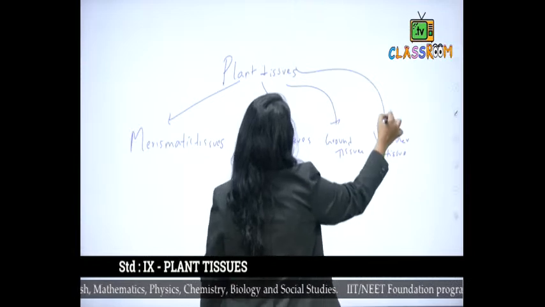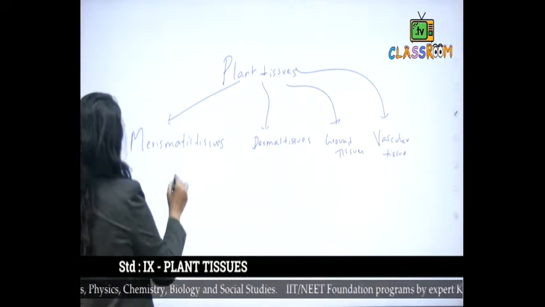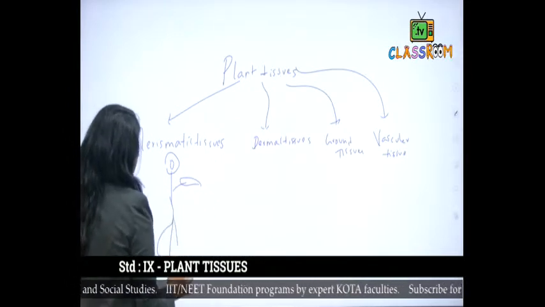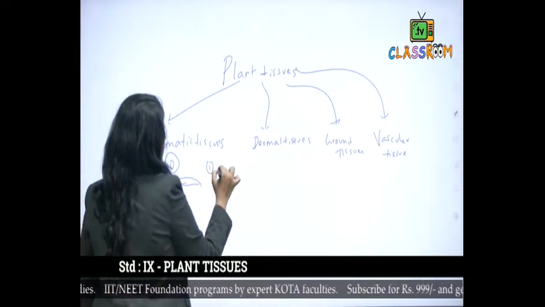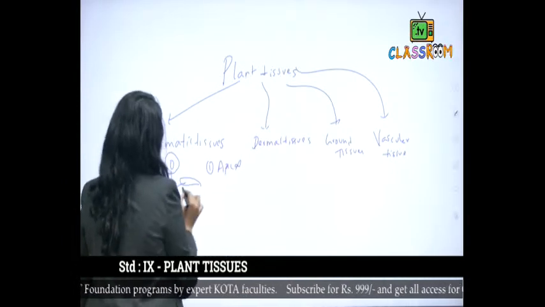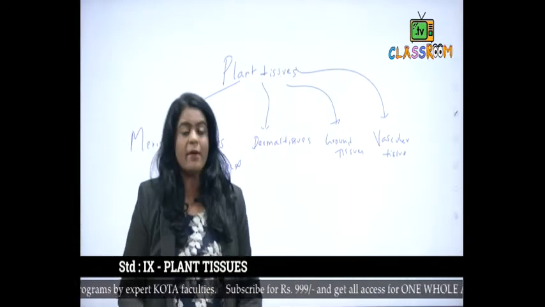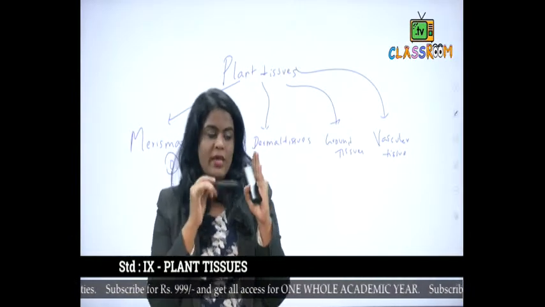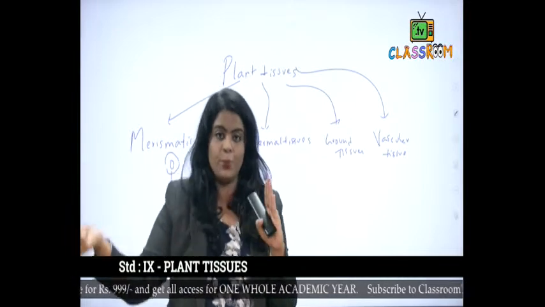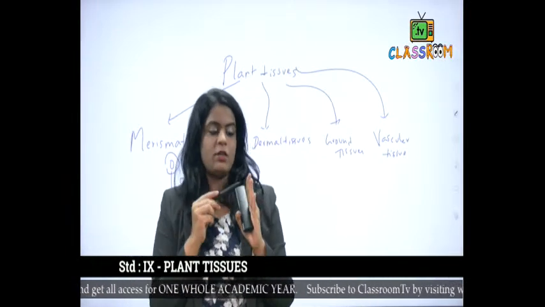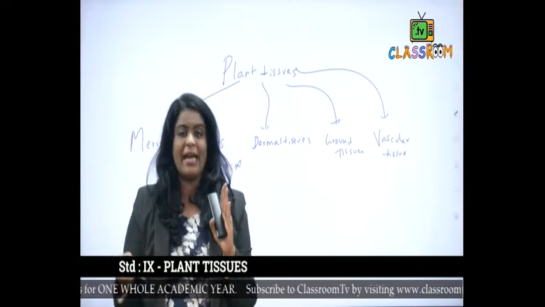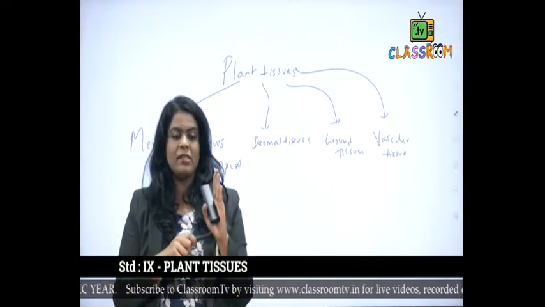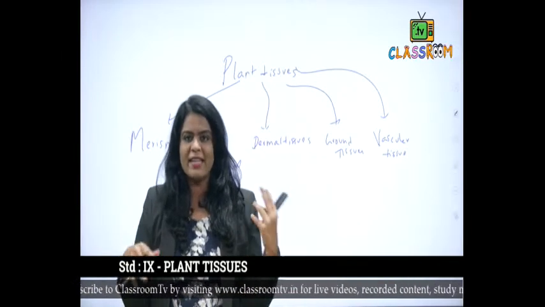Okay, in the meristematic tissues, we have studied that they are of three types. That is apical meristems, which are present at the stem or at the roots. Suppose think this is an apical meristem. When you cut this portion, a new part of the plant, that is a new leaf or a new flower, would be growing. That is apical meristem.